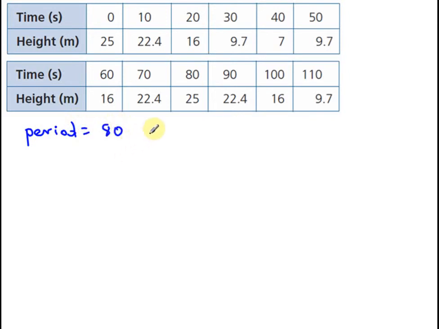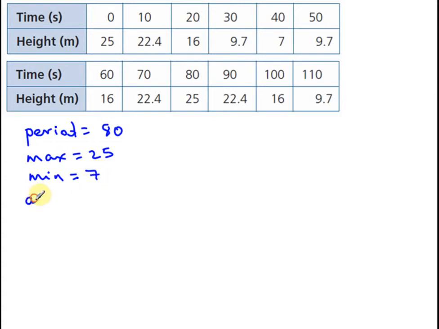Now 25, my starting point, seems to be the biggest value in my cycle. So that tells me that the maximum here is 25. And the lowest number in my cycle was the 7, so the min is equal to 7. Now that I have my max and min, I can calculate the amplitude and the axis.